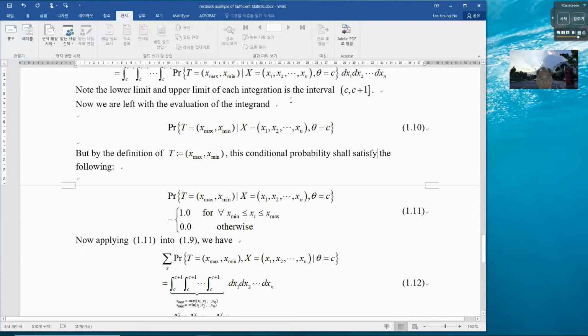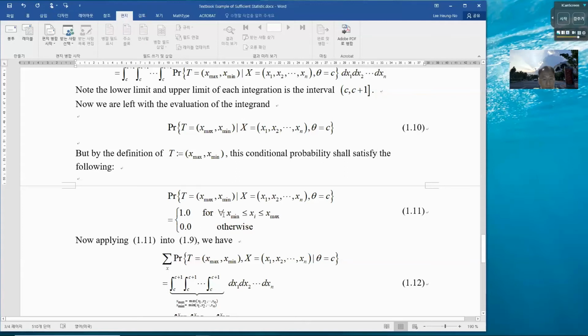Okay, and then we only need to consider those parts that this evaluates to be non-zero. Okay, so let us consider that. So this conditional probability shall satisfy the following. So these are the numbers, and we have to consider these variables, dummy variables x1s, so that this expression makes sense. Okay, so what do we mean by that? So this expression is one.